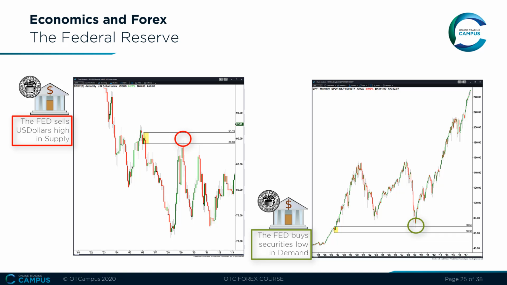The Fed printing US dollars in March 2009, creating supply of the US dollars within monthly supply and selling it in exchange for securities. Again, the SPY trading very low in monthly demand in March 09, even lower than after the dot-com bubble. And the Fed starts buying low, a lucrative business, right? Especially when you're the most powerful institutional player in the market.